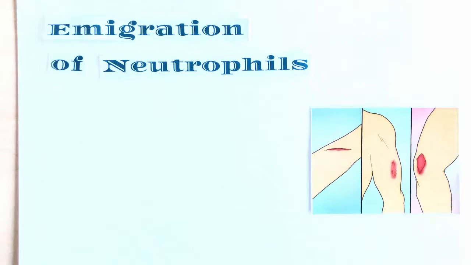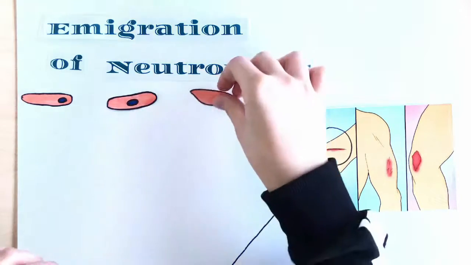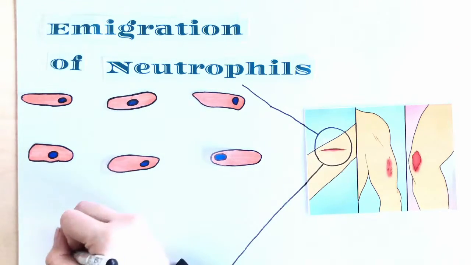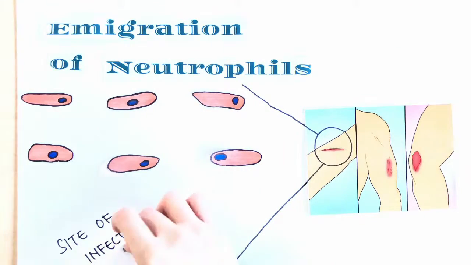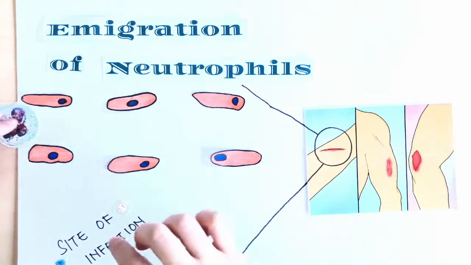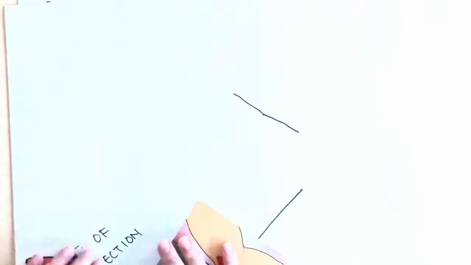The immigration of neutrophils is whereby neutrophils from your blood vessels leave the bloodstream and enter the site of infection. You might be wondering, how do white blood cells leave the bloodstream and enter the site of infection? This occurs through a process known as extravasation.